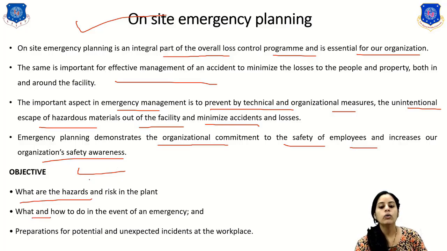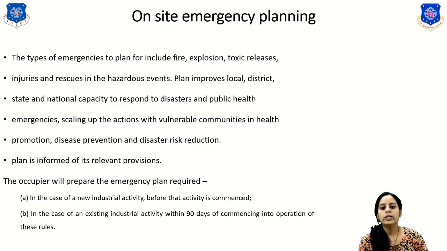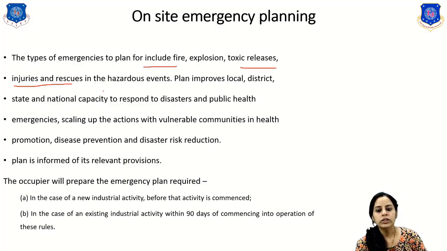The objectives of on-site emergency planning are: what are the hazards and risks in the plant, right? Then what and how to do in the event of an emergency, then preparation for potential and unexpected accidents at the workplace, right? Then the types of emergency to plan for include fire, explosion, toxic releases, right? Then injuries and rescue in a hazardous event.